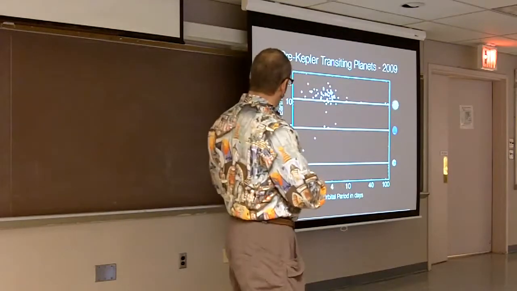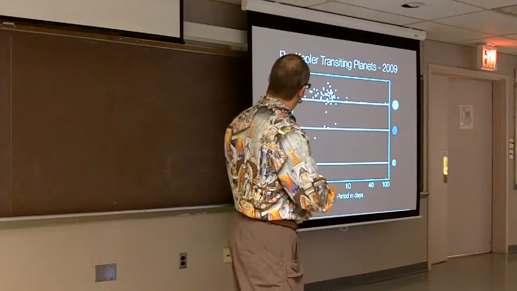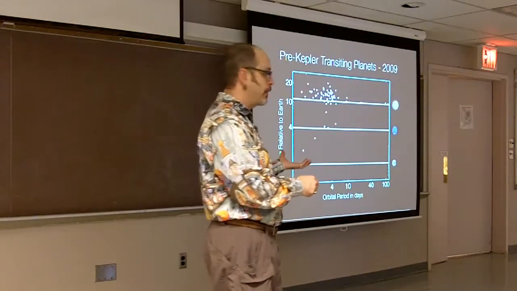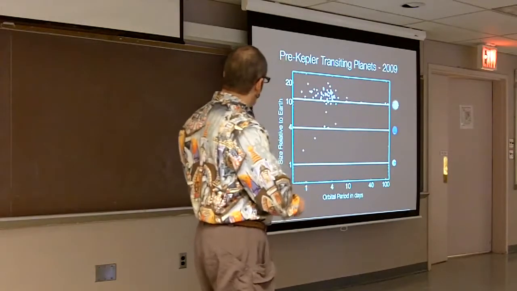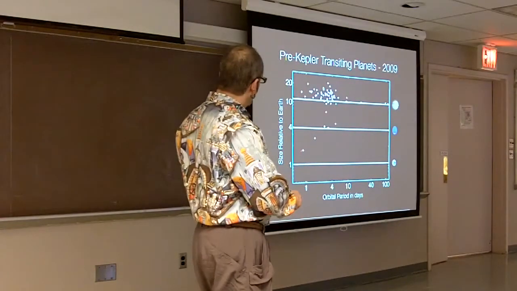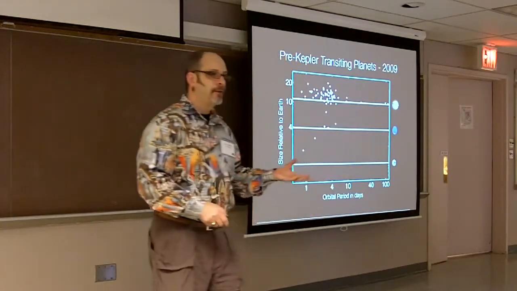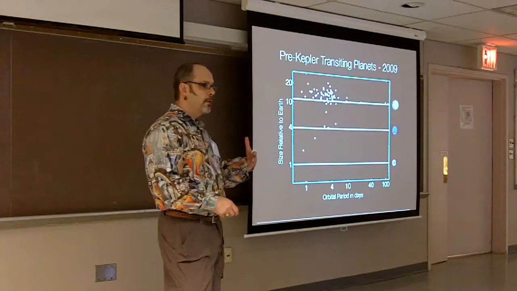Most of the planets detected before are closer in size to Jupiter or larger. Jupiter is about 11 times the radius of the Earth, so these are Jupiter size and larger. Here's Neptune, and here's Corot-7b. And indeed, most of the 500 planets are much closer in size to Jupiter than they are to Earth.